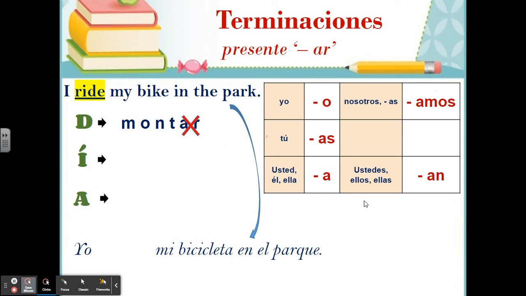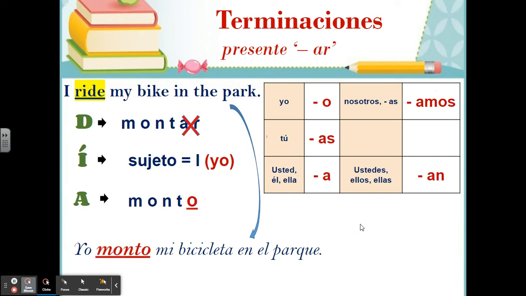Identify who you're talking about. It literally says I. And if you know your subject pronouns, you know I means yo. With that being said, you just have to add your ending. There's the yo. You see that the O is next to it. You're putting an O. You have mont because you dropped your ending, and you put the O, monto. And that's the answer. Yo monto mi bicicleta en el parque. That's how you say I ride my bike in the park.